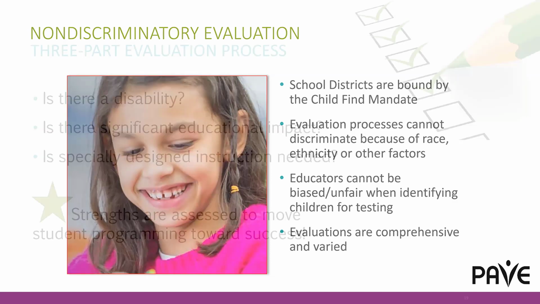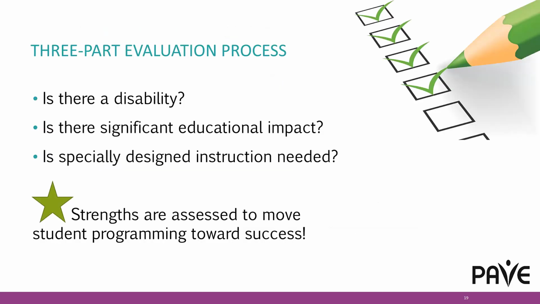The evaluation determines whether the child has a disability, and if so, how that disability impacts education. If significant adverse educational impact is found, then the evaluation determines whether specially designed instruction is needed. If all three criteria are met, a student qualifies for an IEP.